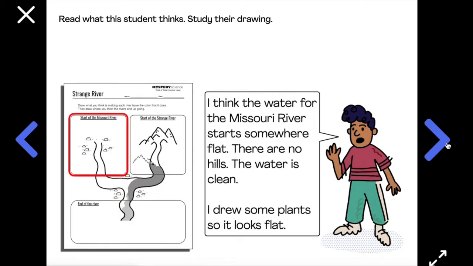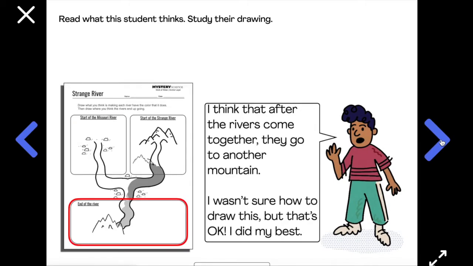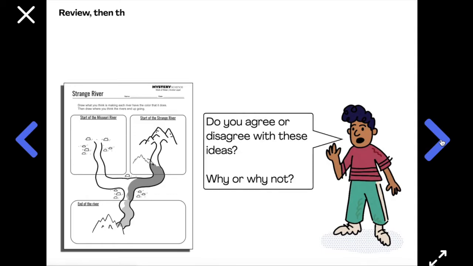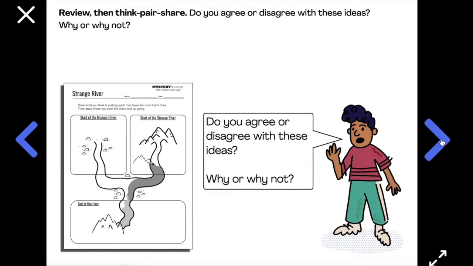I think the water from the Missouri River starts somewhere flat. There's no hills. The water is clean. So I drew some plants to make it look flat. I think that after the rivers come together, they go to another mountain. I wasn't sure how to draw this, but that's okay. I did my best. The real rivers are much longer than this. This is just what I could fit on my sheet. Do you agree or disagree with these ideas? Why or why not? Pause the video and share with someone near you, or just think about it.